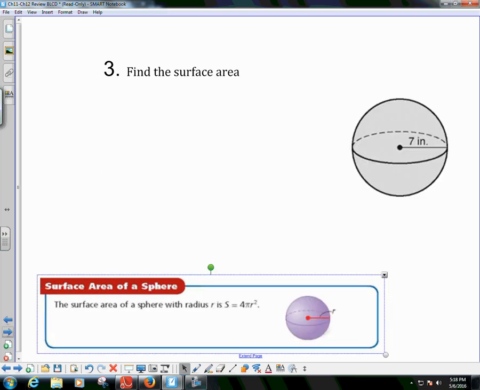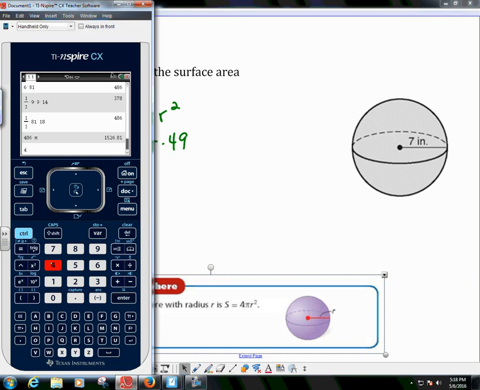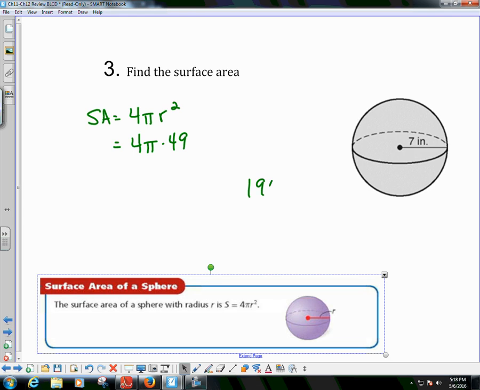Number 3, find the surface area. I'm told that the surface area equals 4 pi r squared. So surface area equals 4 pi r squared. My radius is 7, so 4 times pi, 7 squared is 49. I'm going to go straight to my calculator and say 4 times 49. If you were doing this in terms of pi, you would end up with 196 pi inches squared. We'll talk about that in a second.